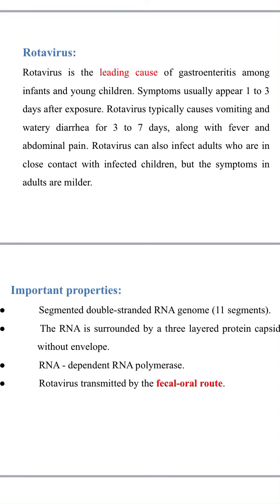Important properties of rotavirus. The genome of this virus is segmented double-stranded RNA, consisting of 11 segments. The RNA is surrounded by a 3-layered protein capsid. There is no envelope. This virus carries an RNA-dependent RNA polymerase, and it can be transmitted by the fecal-oral route.